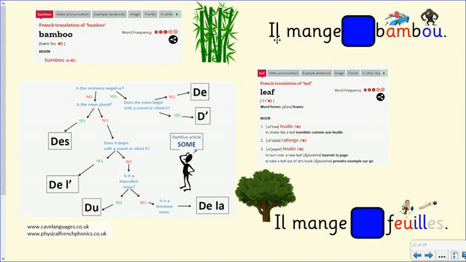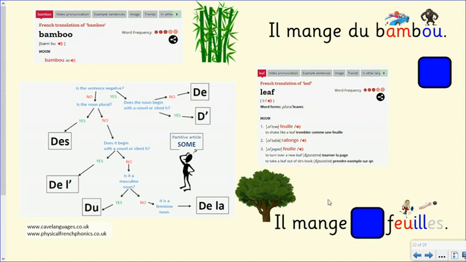Is the sentence negative? It eats. No. Is the noun plural? Bamboo. No, we're not saying bamboos. No. Does it begin with a vowel or silent H? B. No. Is it a masculine noun? Yes. So the word for some is du.